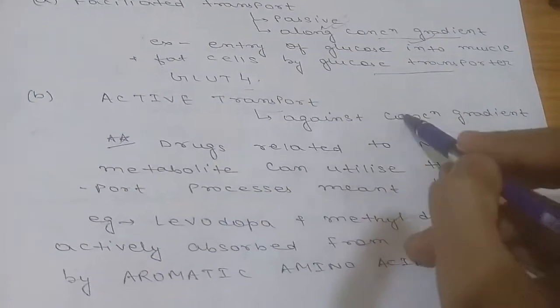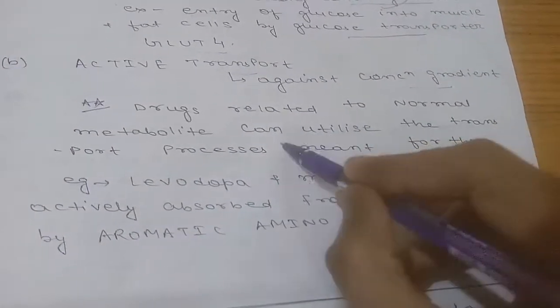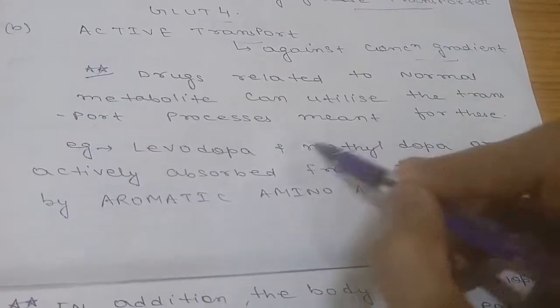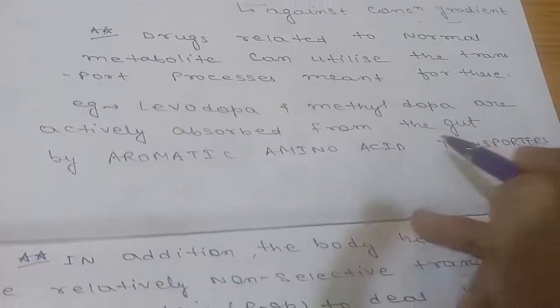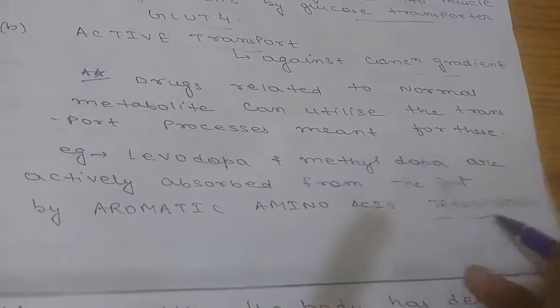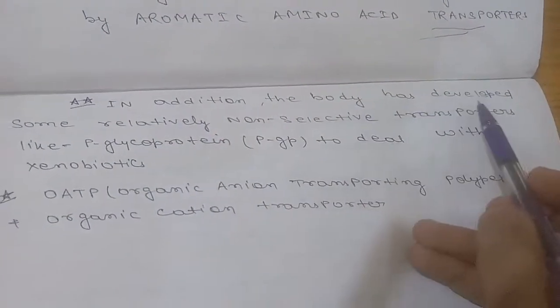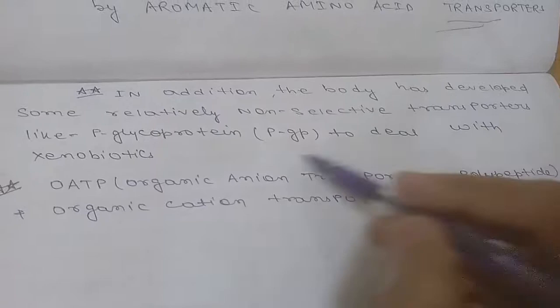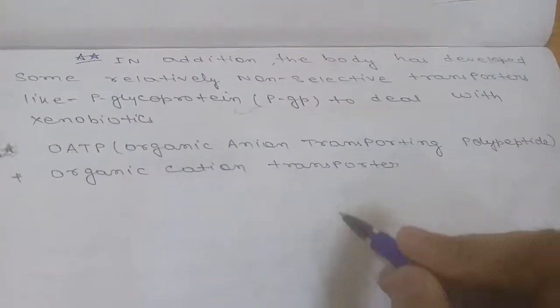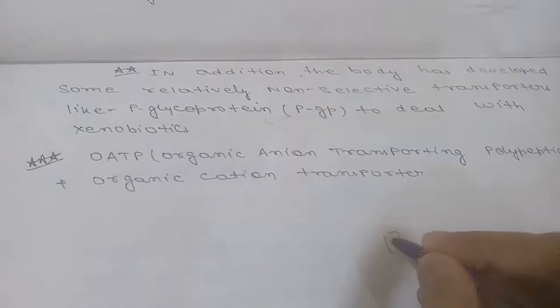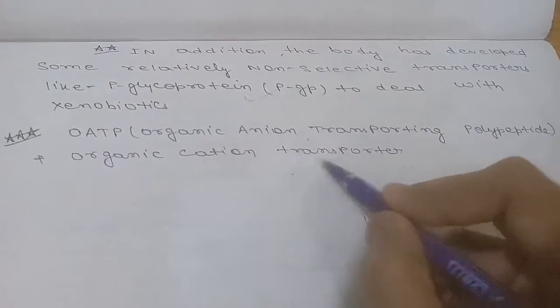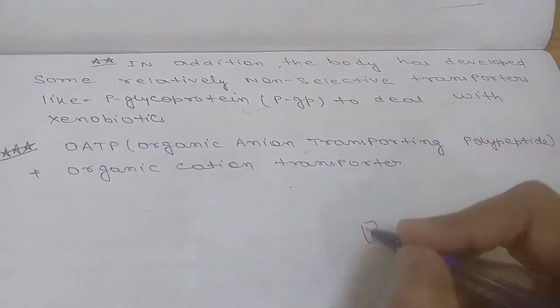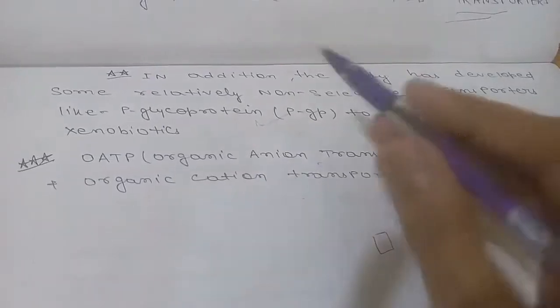The next one is active transport. It is against the concentration gradient, and drugs related to normal metabolites can utilize the transport process meant for these. Clear? One example is that levodopa and methyldopa are actively absorbed from the gut by aromatic amino acid transporters. Clear? Now the next point, in addition, the body has developed some relatively non-selective transporters like P-glycoprotein to deal with xenobiotics. They are responsible for efflux of the drug. OATP, organic anion transporting polypeptide, and organic cation transporter are also involved in transporting the drugs. So this is all about your transport.